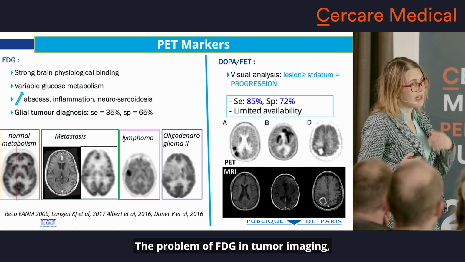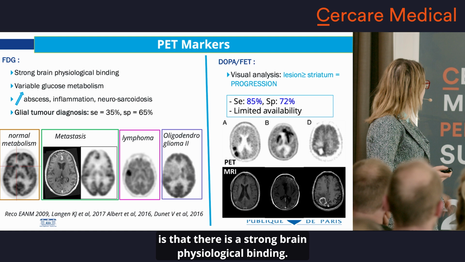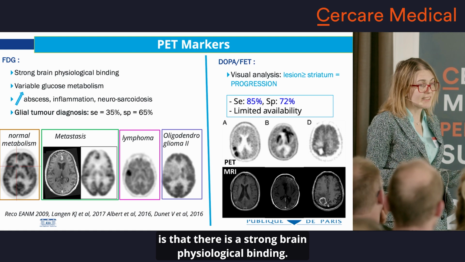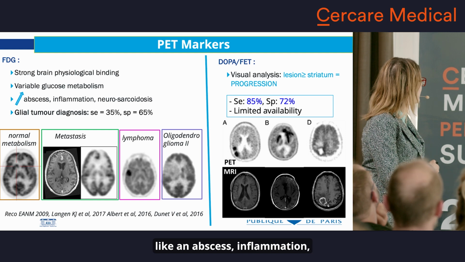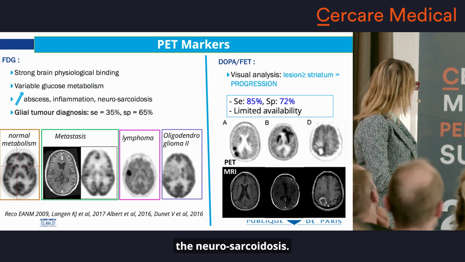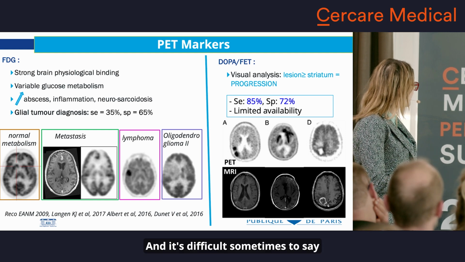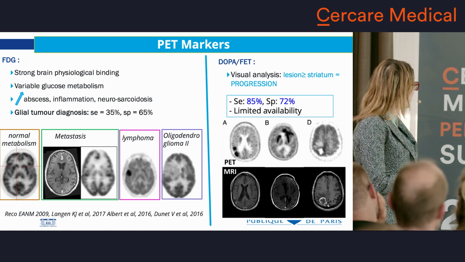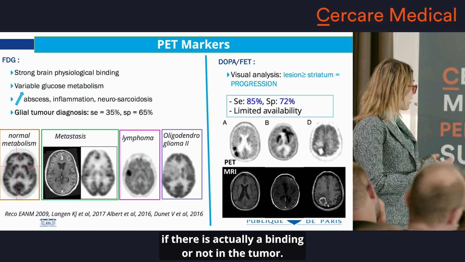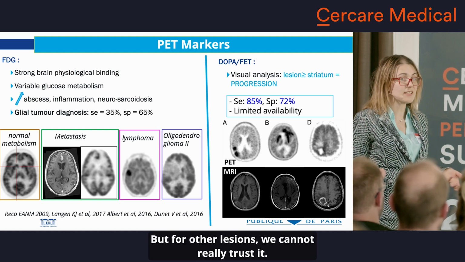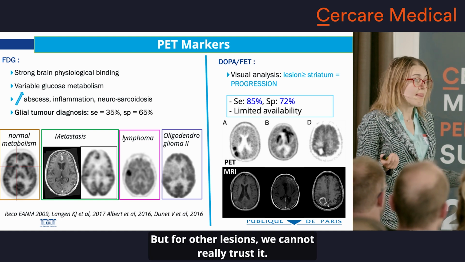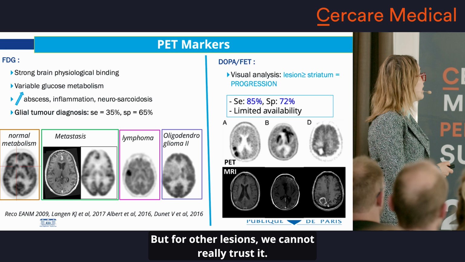The problem of FDG in tumor imaging is that there is a strong physiological brain binding, and there is a lot of non-specific binding, like in abscess, inflammation, neurosarcoidosis, and it's sometimes difficult to say if there is actually a binding or not in the tumor. It's very good for lymphomas, but for other lesions we cannot really trust it.